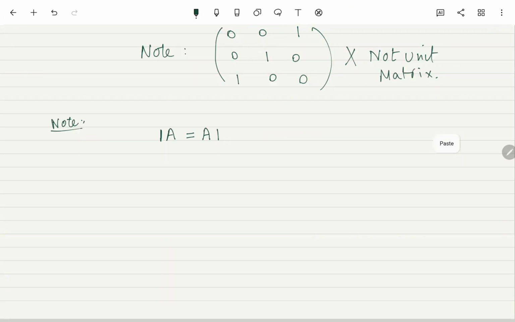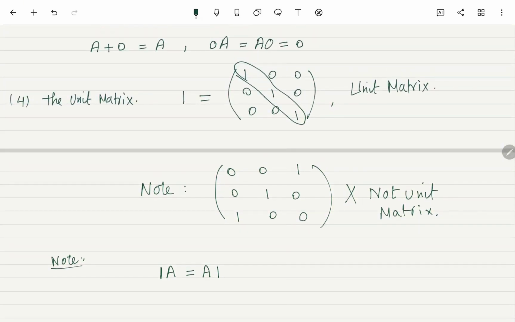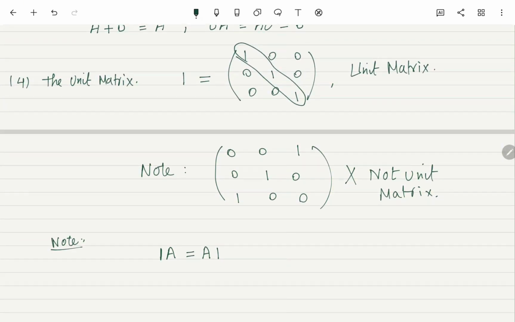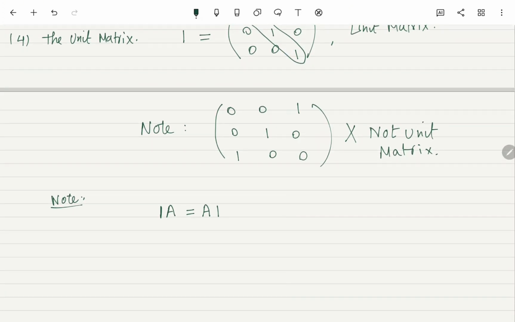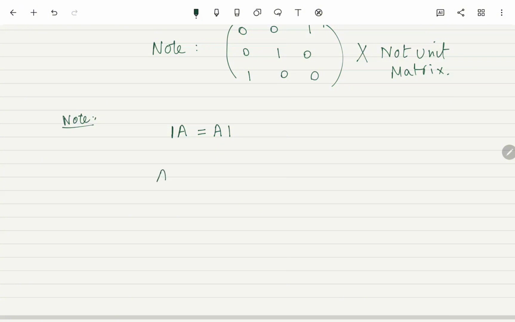Now let's define the diagonal matrix. We defined here the unit matrix, and from its name, the diagonal elements are all ones. But if the diagonal elements are not ones, in this case it's called the diagonal matrix, like this one here. And this is called a diagonal matrix.